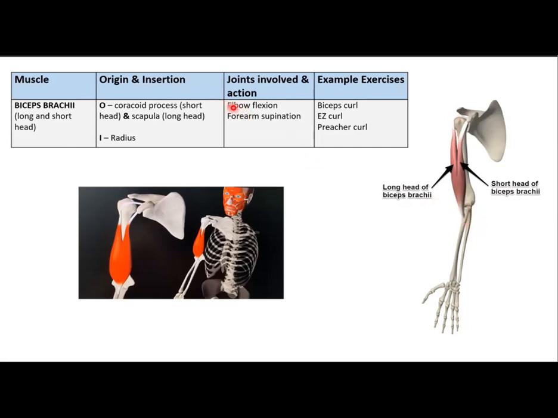It does an elbow flexion, which is this, and it does a forearm supination. Remember, we talked about pronation and supination yesterday. So when you do a bicep curl, you're doing a supination and a flexion. That is your bicep. So now you know this is basically, mainly, what your bicep does.